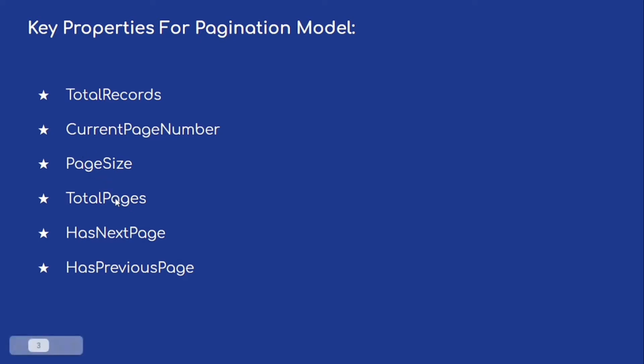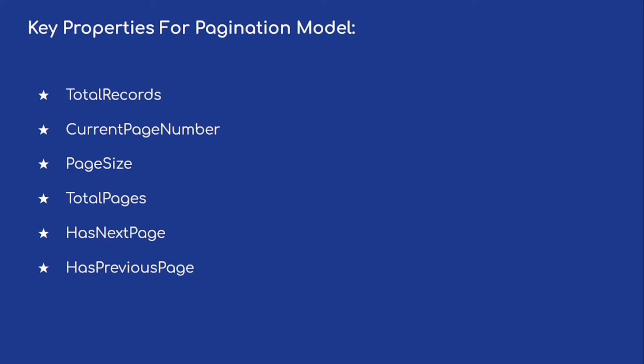And total pages, based on total records and page size, we are going to calculate the total pages. And has next page and has previous page are optional, those are for UI purposes, whether to enable the next and previous page buttons on the UI. So those are the key properties for the pagination response model. First let's create the to do table model, and next I'm going to create a pagination response model.